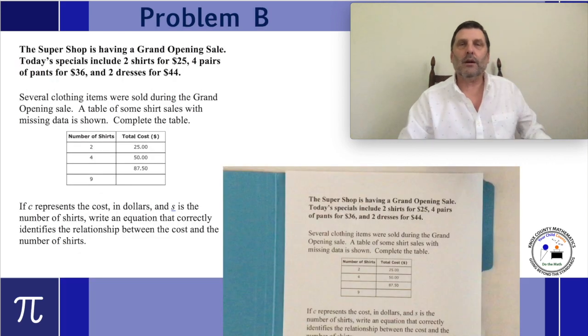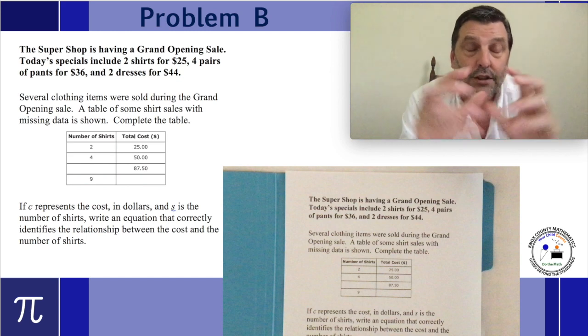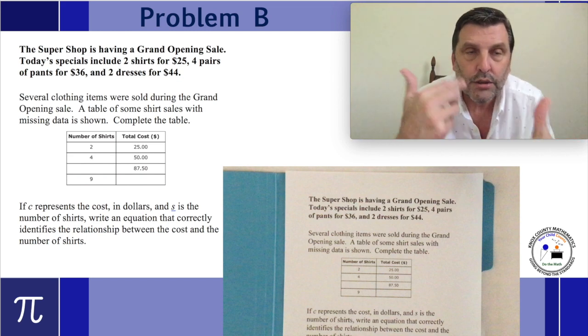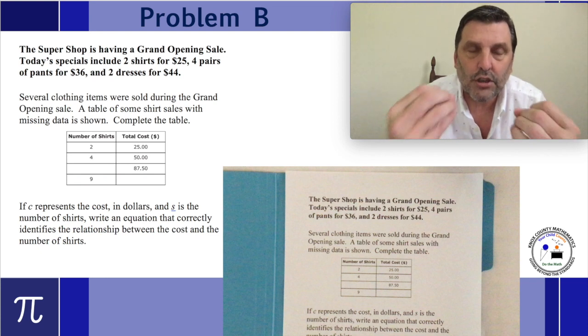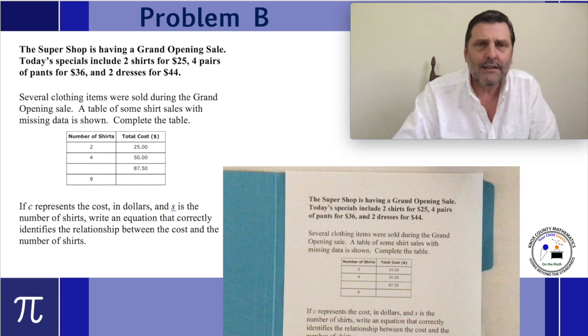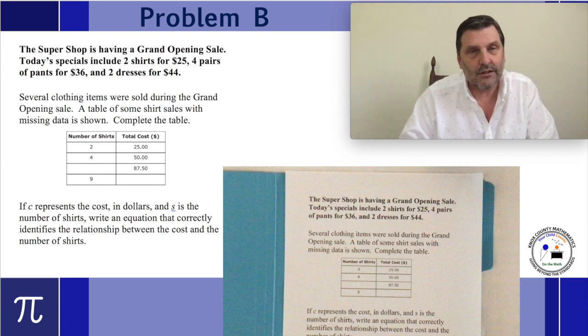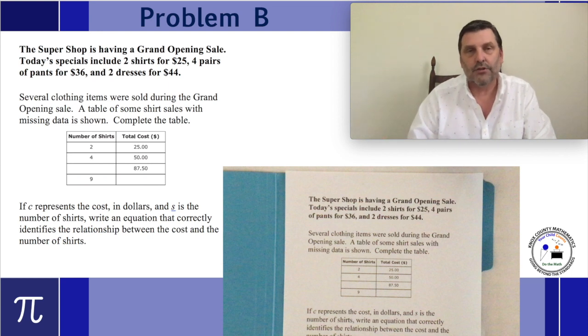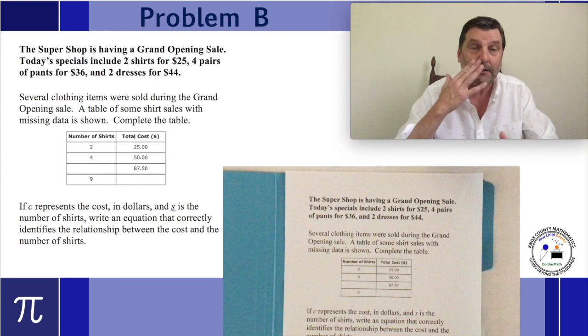Okay, let's move on to problem B. Problem B, C, and D. The next three problems all use the same what's called question stem, or they're dealing with the same topic. And our question stem here is the Super Shop is having a grand opening sale. Today's special includes 2 shirts for $25, 4 pairs of pants for $36, and 2 dresses for $44. So we got shirts, we got pants, we got dresses, oh, everything we're buying. Must be back to school shopping.